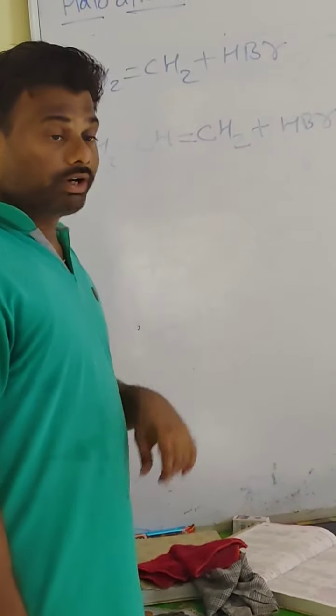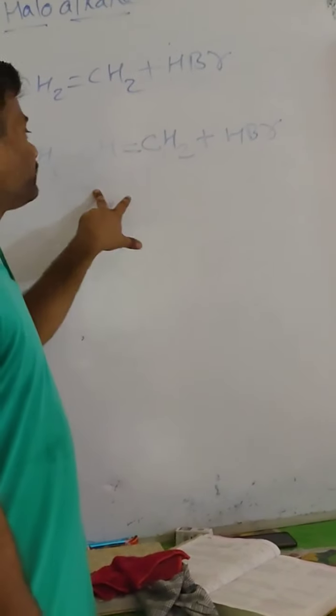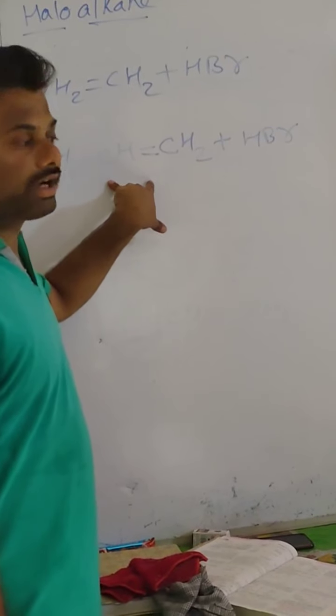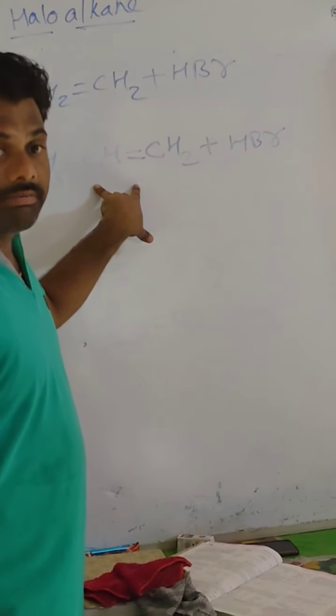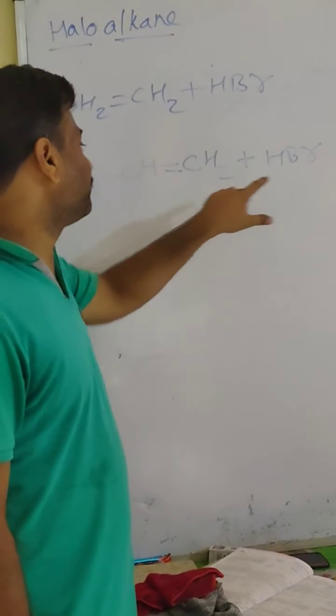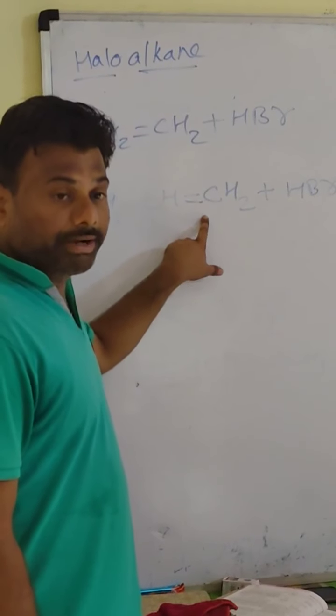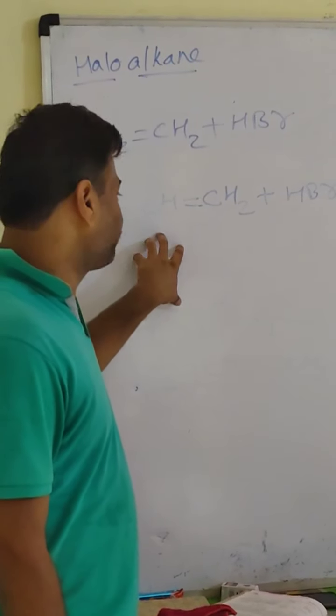Markovnikov's rule. What is Markovnikov's rule? Here the halogen is attached to which of these two carbon atoms? It will be decided by a rule known as Markovnikov's rule. Either this halogen will go to this carbon atom or to that carbon atom. It depends upon the number of hydrogen atoms.